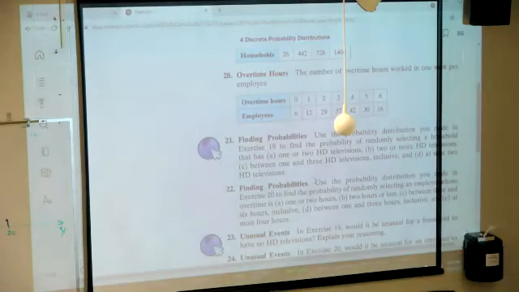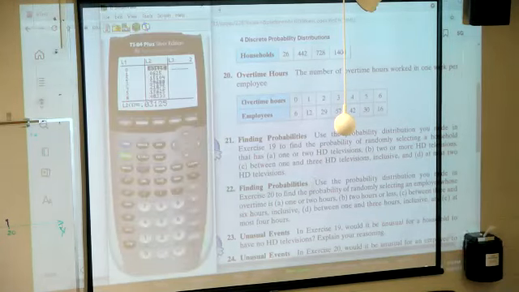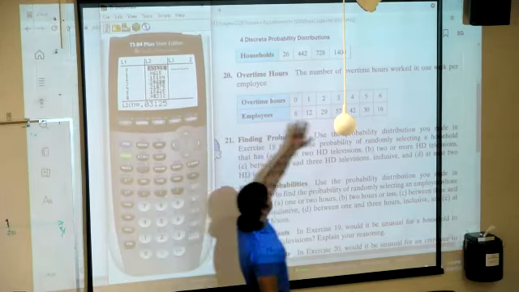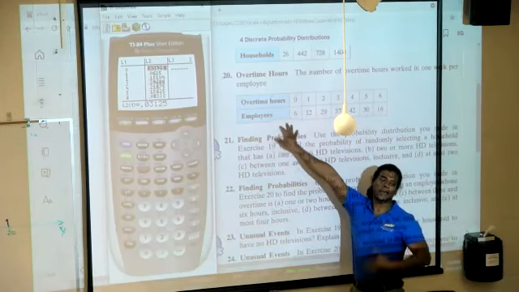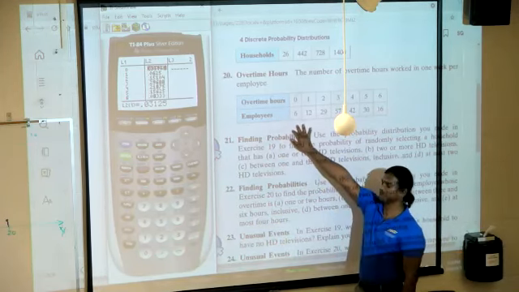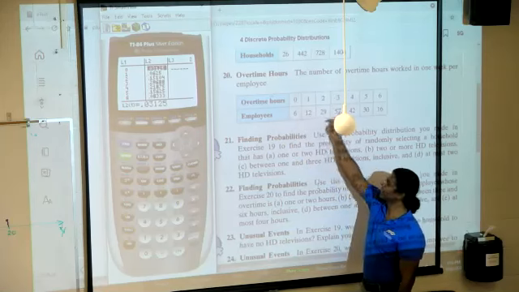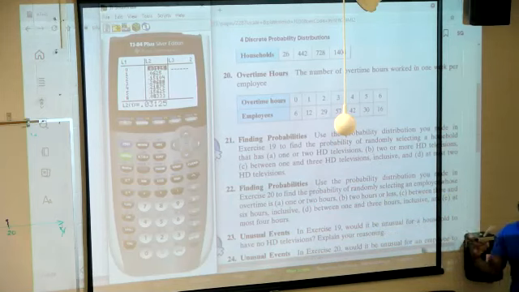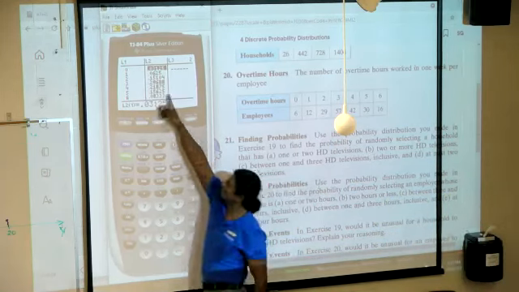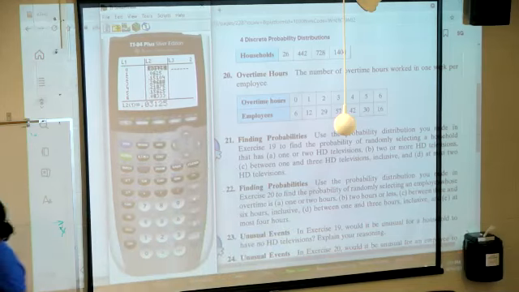Okay, so what we have is overtime hours, and that is what we measure, 0 through 6. And these are the frequencies, but we have to convert them to a probability distribution. So you take each of those counts and divide by the total, which happens to be 192. When you do that, you get the probability values.